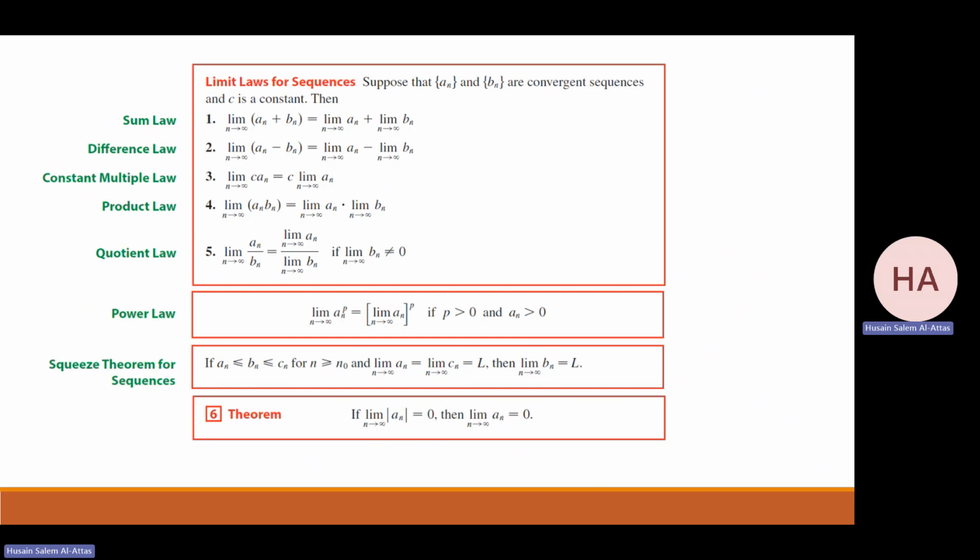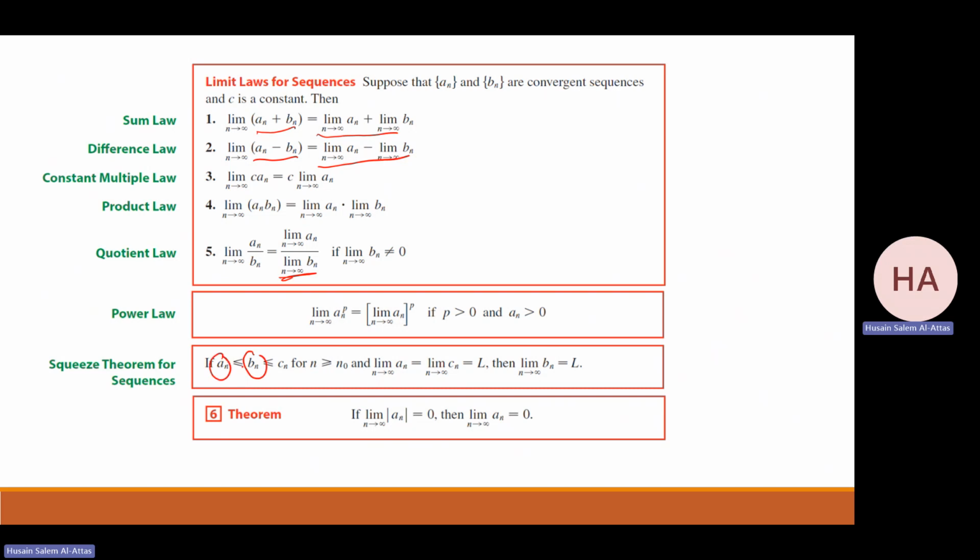By the way, all of these limit laws which we did before will work. The limit of the sum is the sum of the limits, the limit of the difference is the difference of the limits, a constant you can take out, and for a product and a quotient, provided the denominator is not equal to 0. For a power, you can take it inside. Actually, if you have a continuous function, you can take the limit inside. Squeeze theorem, like what we did before.